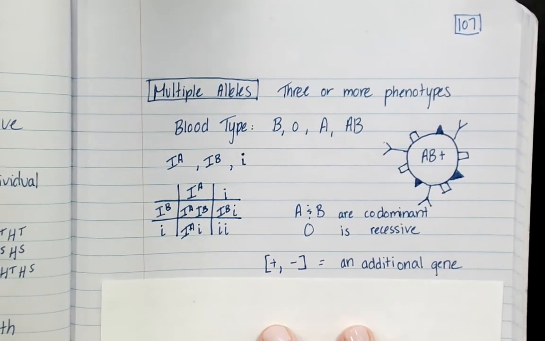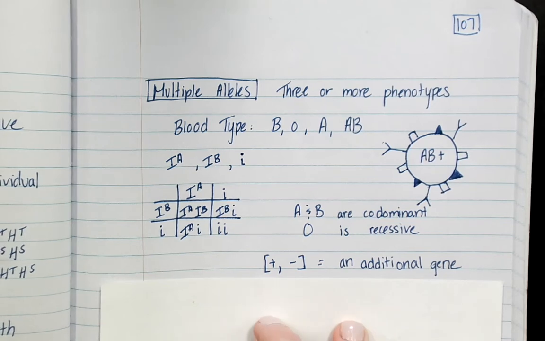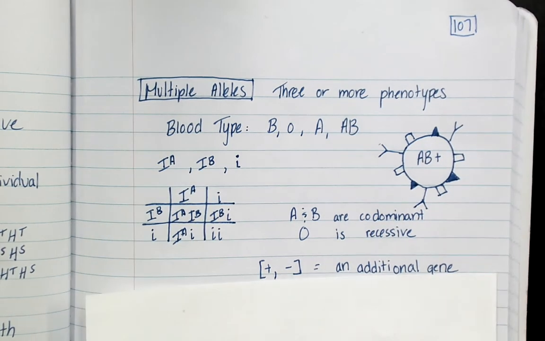Page 107, multiple alleles. So, sometimes there are more than 2 alleles for a particular gene. Sometimes there are multiple. A great example of this would be from your Drake game, where for tails, there's actually 3 different types. You could have short, long, or kinky. They're all different alleles for the same gene.